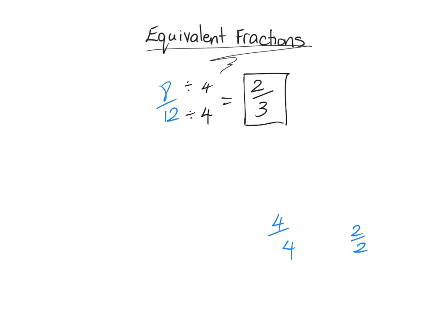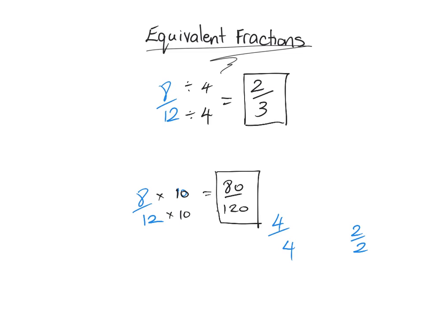So for example, I could have taken my fraction 8 over 12, and I could have multiplied by a whole. Let's say I wanted my whole to be 10 over 10. So multiplying the top by 10, the bottom by 10, I could get 80 over 120. And that's also an equivalent fraction.